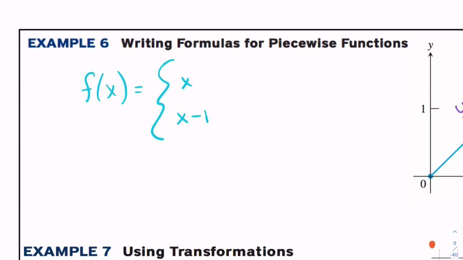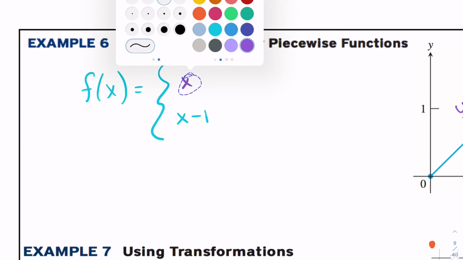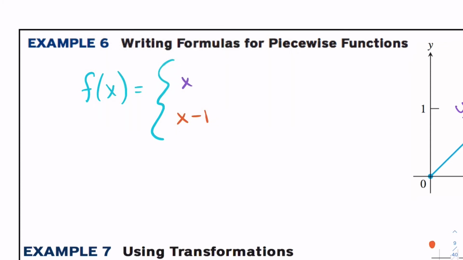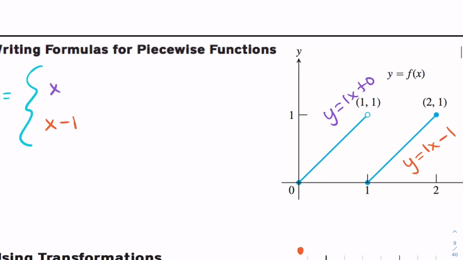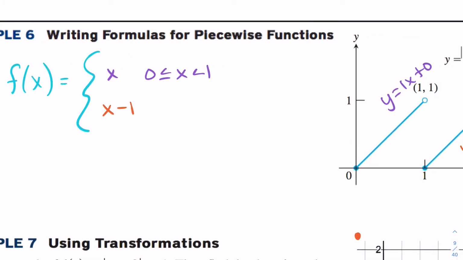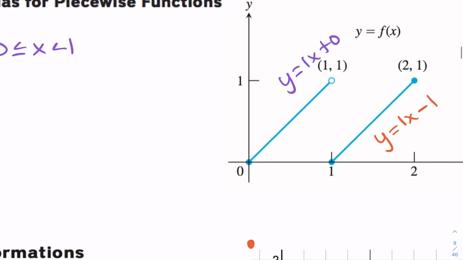And I'm going to say that x is between 0 and 1. So 0 is less than or equal to x is less than 1. Notice that this first one is inclusive, the second one is not. And then this one has both of them inclusive.